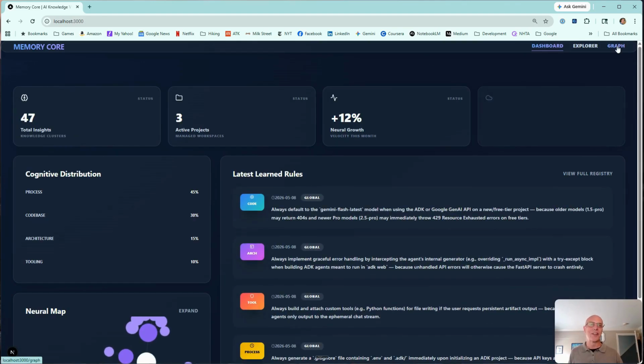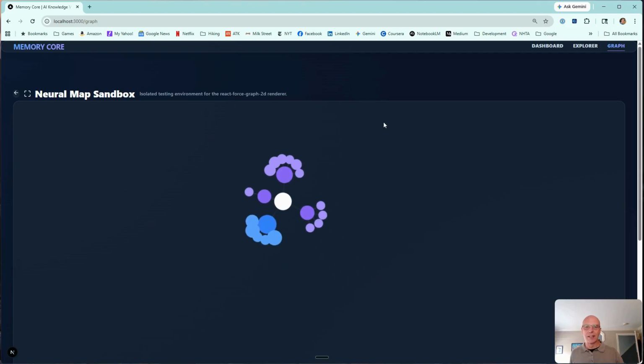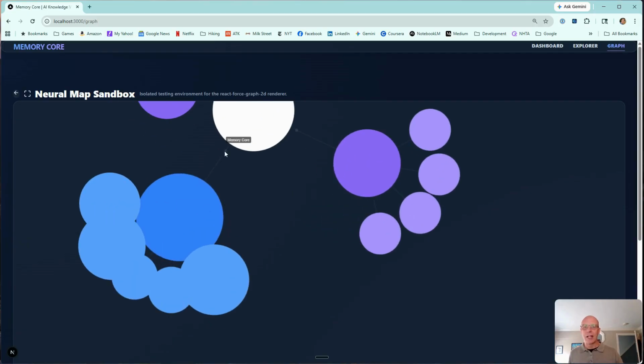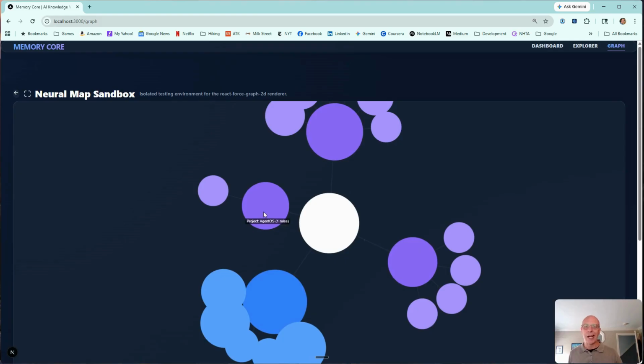Additionally, I have this somewhat goofy capability of drilling in and navigating the neural network of how the rules are related. This obviously needs a lot more graphics work, but you can see how rules are breaking down. I've got 15 that come from my agentic project, 27 that are part of the global memory, and 4 that are part of this AI memory one.